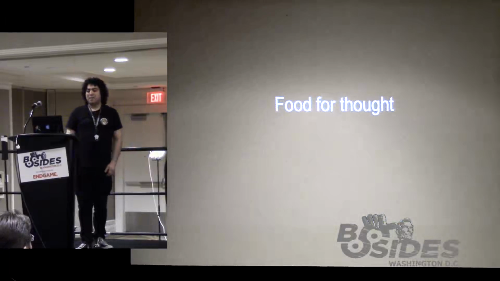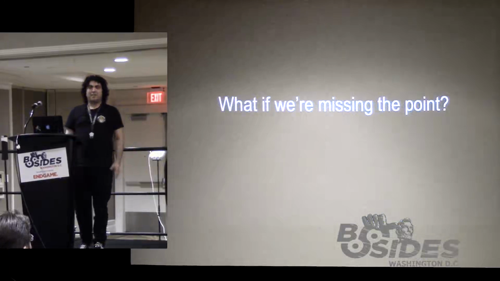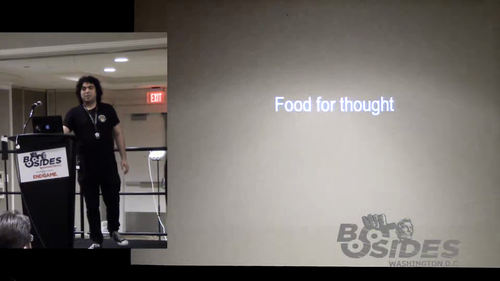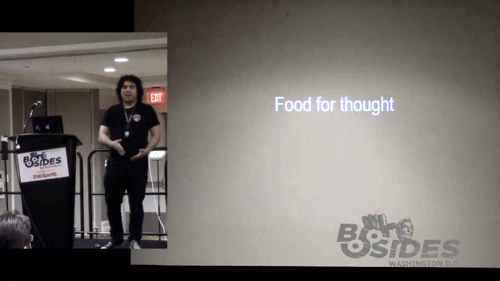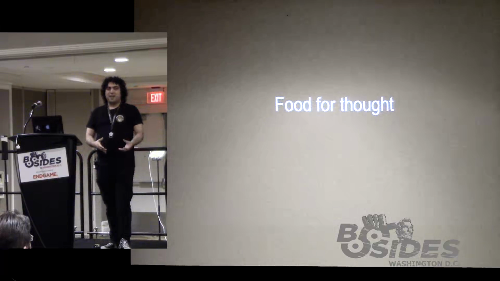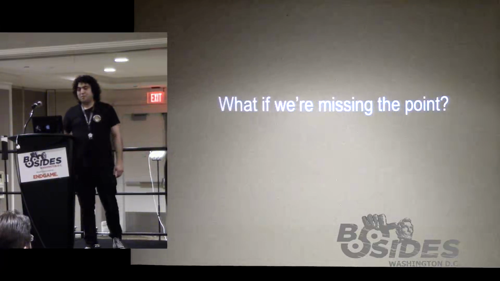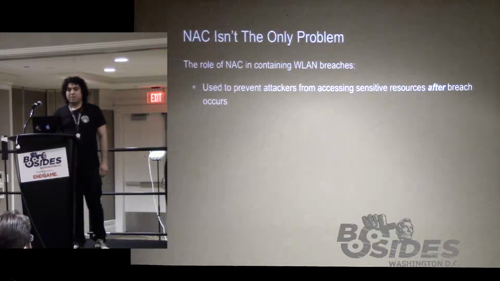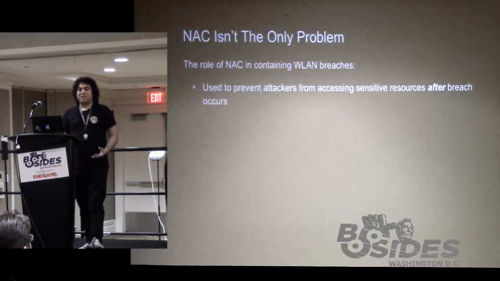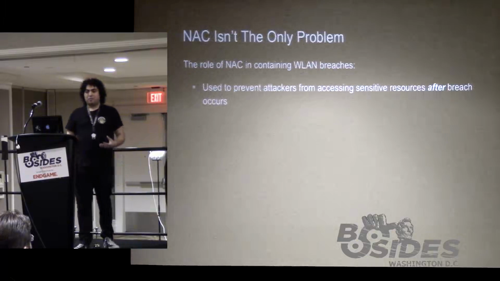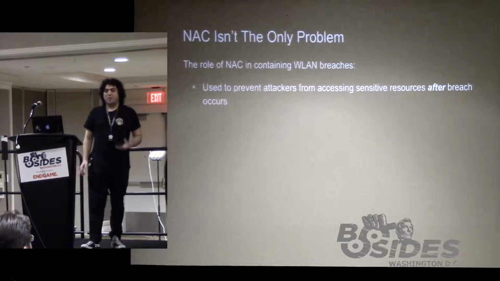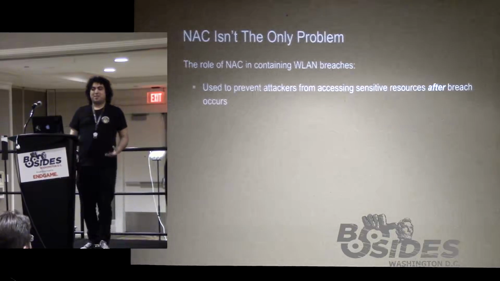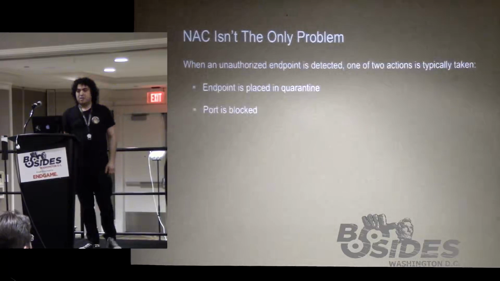So, food for thought. I think a lot of the conversation so far has focused on whether or not a NAC can be used to stop a direct attack from an attacker who's gained access to a wireless network. But what if we're missing the point here? Network access control isn't the only problem when containing wireless breaches. If you think about the role of NAC in a wireless network, it's being used to prevent attackers from accessing sensitive resources after a breach occurs.